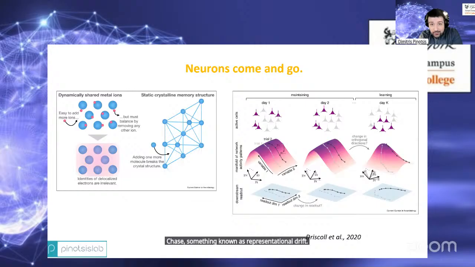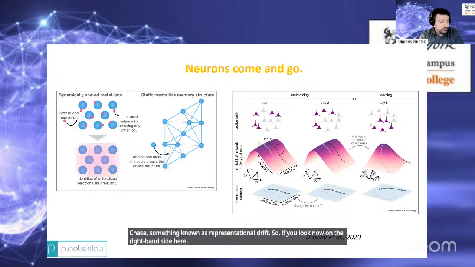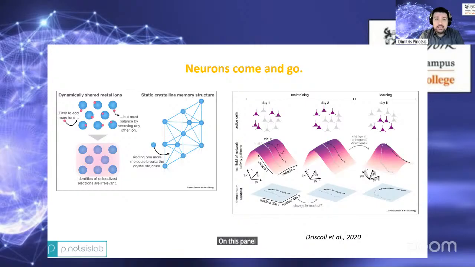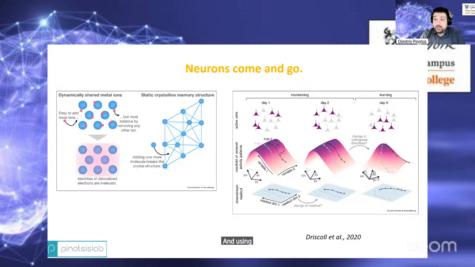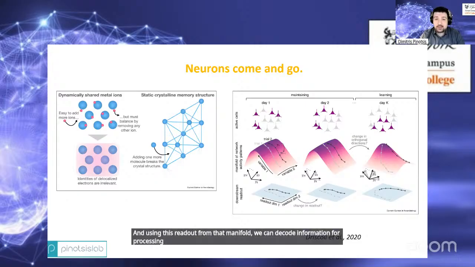So if you look now on the right-hand side, on this panel, you see a bunch of neurons, and some of them are purple for day 1, and on day 2, at the top of the right-hand side, you have a different bunch of neurons. But then when you look at the manifold on which neural activity is projected, and this is supposedly what carries information about the task, and using this readout from that manifold, we can decode information for processing at later stages across the cortical hierarchy, we see that the manifold is stable.